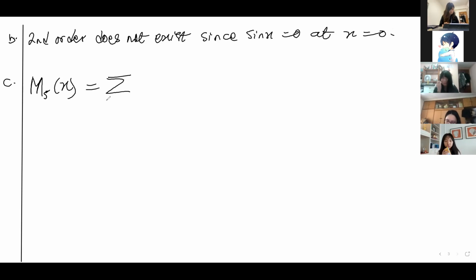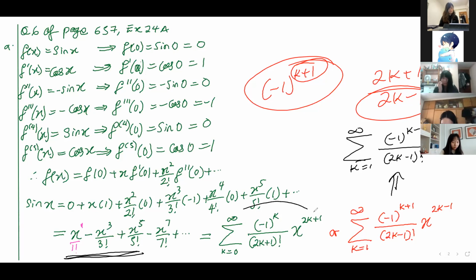So that will be k from 0 to 5 of what is this? The general formula of this. So basically, you are copying and pasting this and changing this to 5. That's all. It's something you have done. So you're just changing infinity to 5.